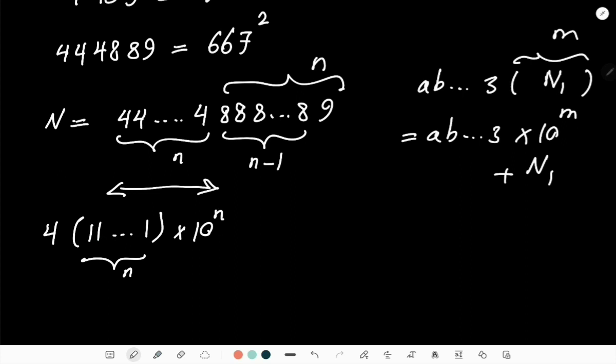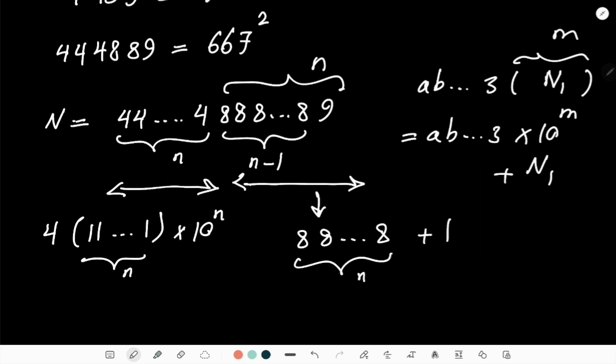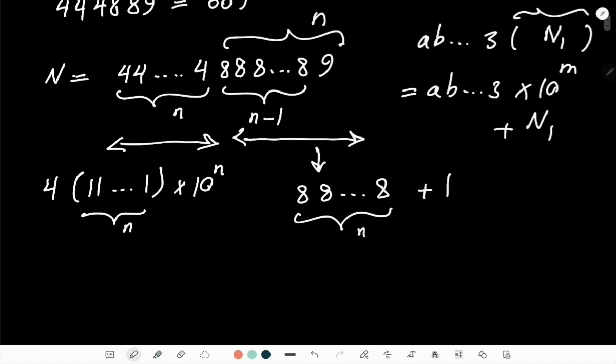And our n capital here will be 4 times 1, 1, 1 times 10 to the power of n. And pay attention that the second part can also be written as 8, 8, 8, n times, plus 1. So in other words, I just pulled 1 eight out of the second part, out of 9, and the remainder will be 1. And again, I can do the same thing which I did on the first part. I can write it basically as 8 times 1, 1, 1, n times, plus 1.